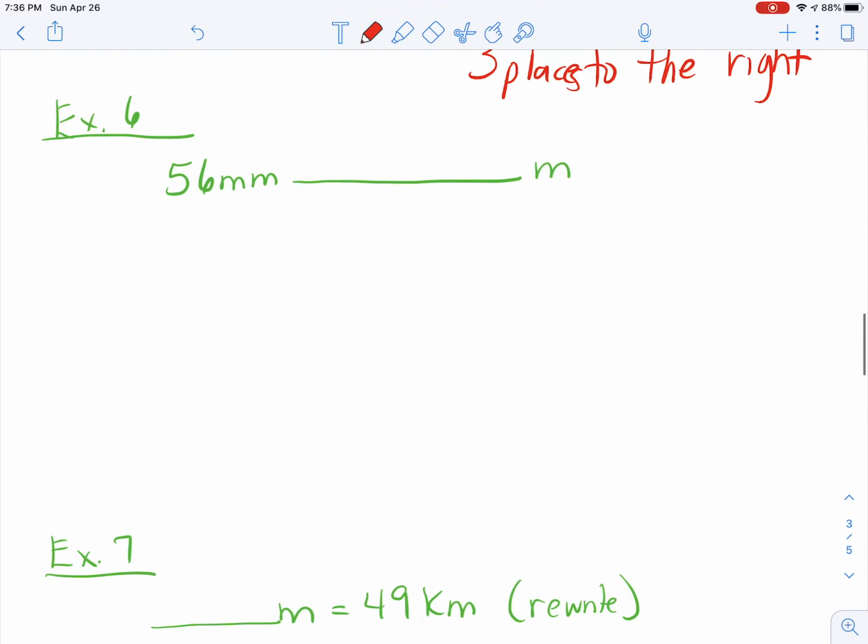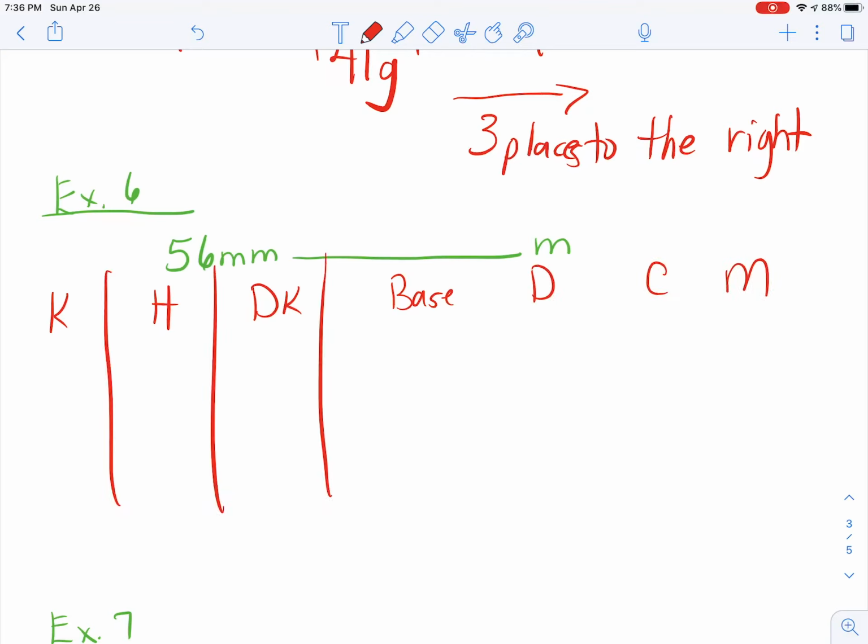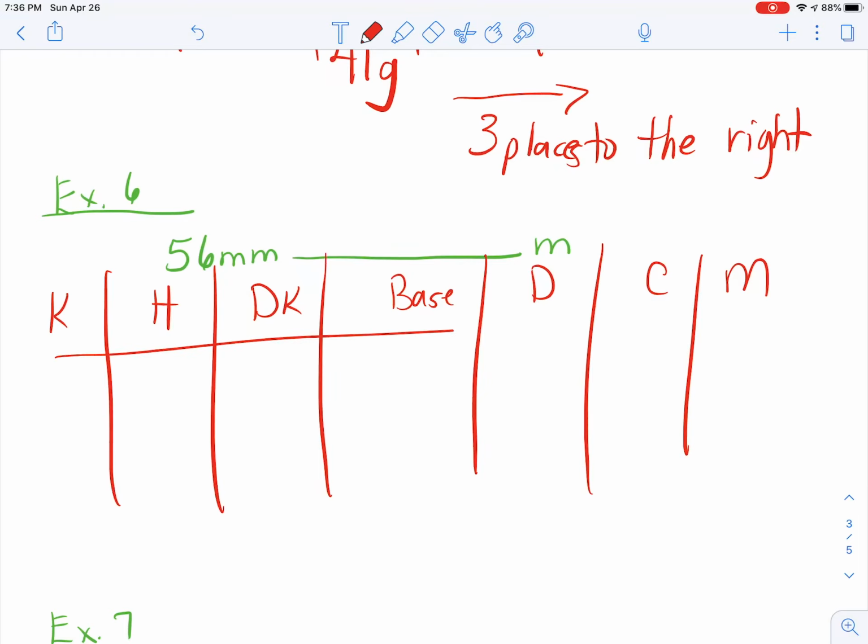Example 6. Going from millimeters to meters. So my base unit's going to be meters. King Henry died. Your base units by drinking chocolate milk. Quickly setting up my chart. And look, I'm not being really neat with it. It's okay. I'm just kind of setting it up.